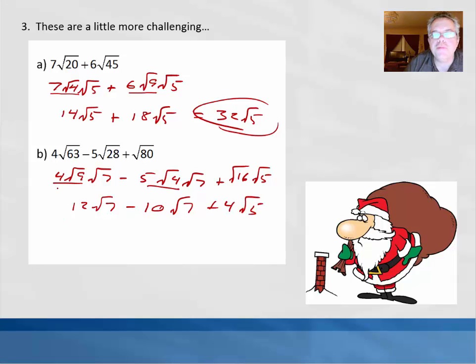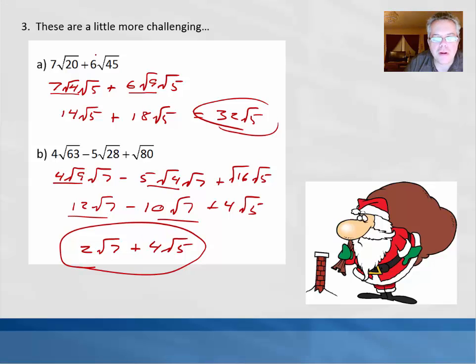Okay, simplification is done. Now look to combine what we can combine. We get 2 square root of 7 plus 4 square root of 5. This takes a little bit of practice, but these problems where we simplify and combine, they're kind of the same every time. Break it apart, simplify what I can, and then combine.